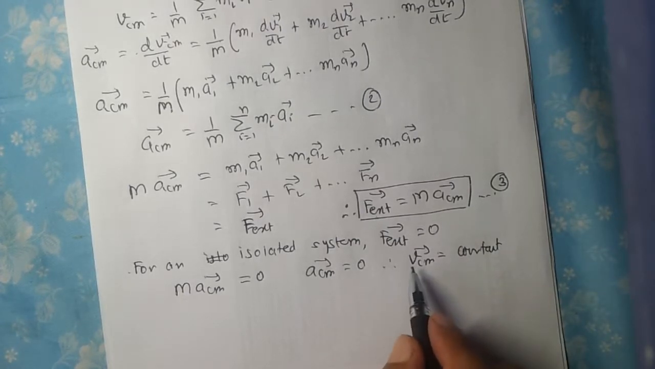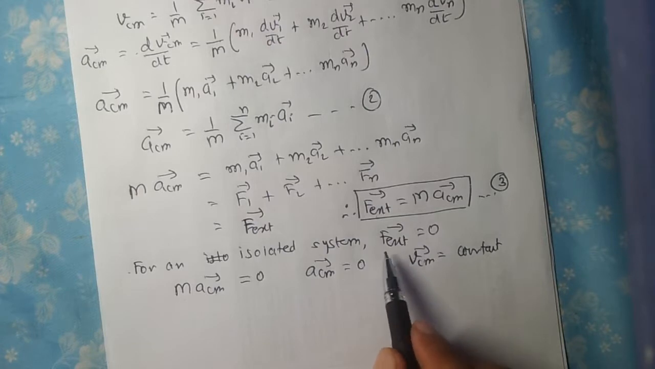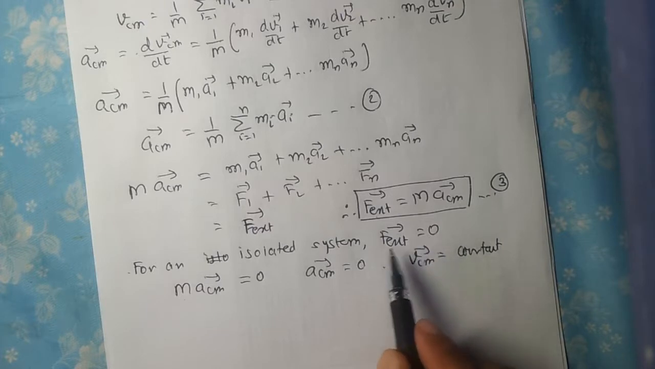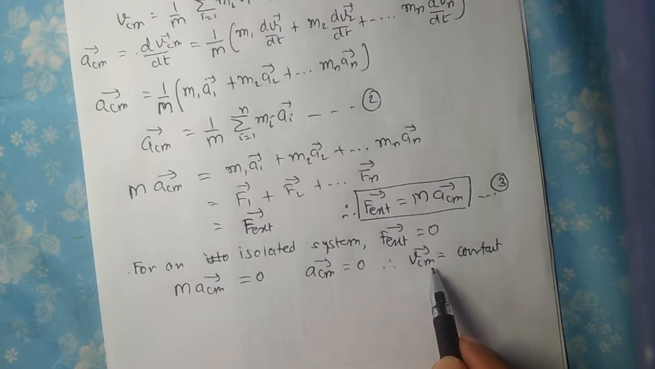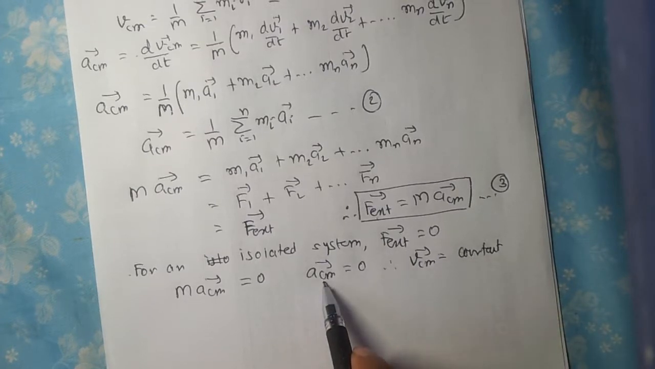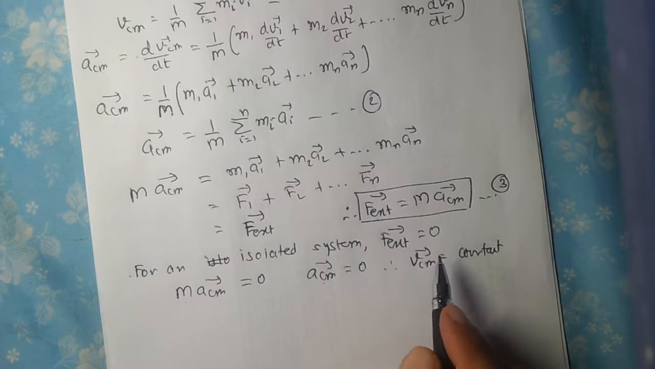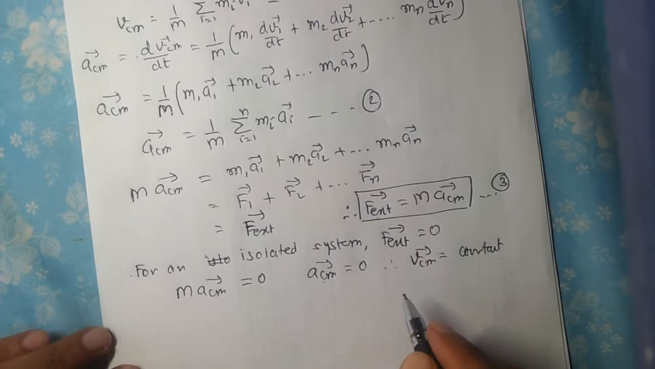What does this mean? This means that if the vector sum of the external forces is equal to 0, that means there are no external forces acting on the system, then the system is isolated, and then the velocity of the center of mass remains constant. Acceleration of the center of mass is 0 and velocity is constant. This is a very important property of center of mass.